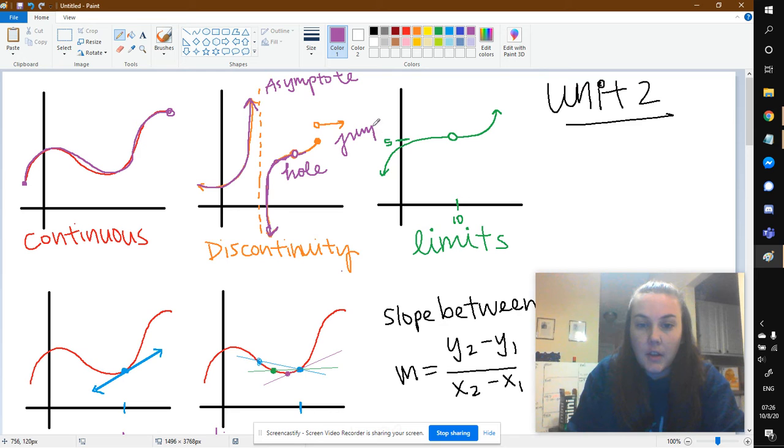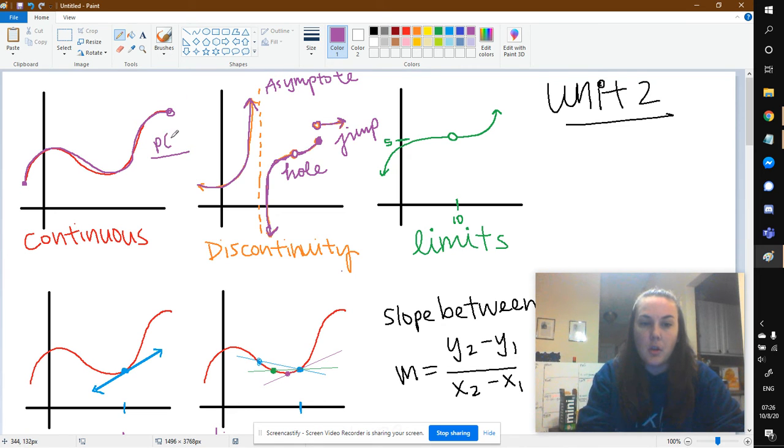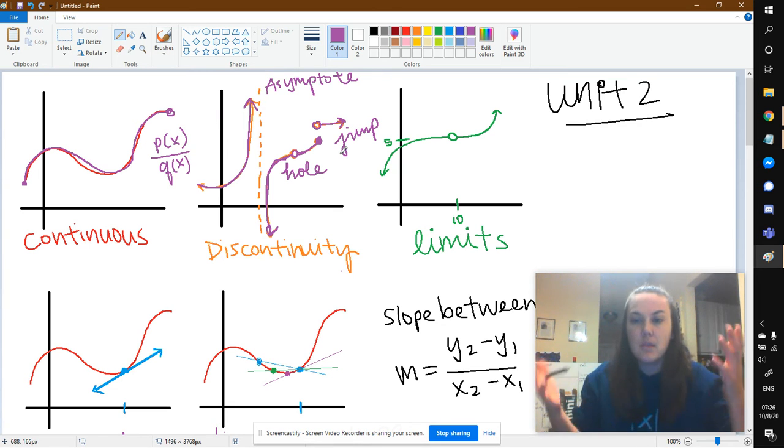And then the third kind is when a function jumps. The jump mainly happens if you have a piecewise function, like when we had the speeding ticket assignment. The asymptote and the hole happen with rational functions. When we've got a polynomial on top of a fraction and a polynomial on the bottom of a fraction, this leads to a lot of asymptotes and a lot of holes, and we'll explore that.